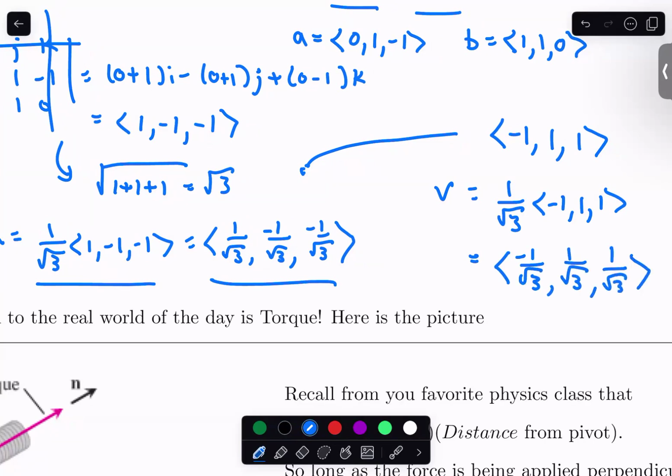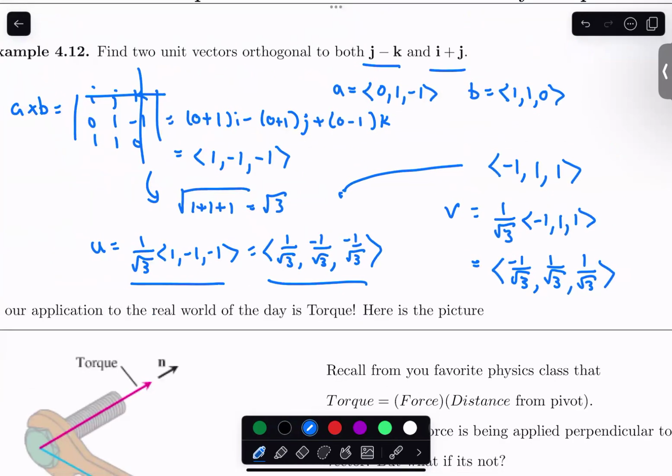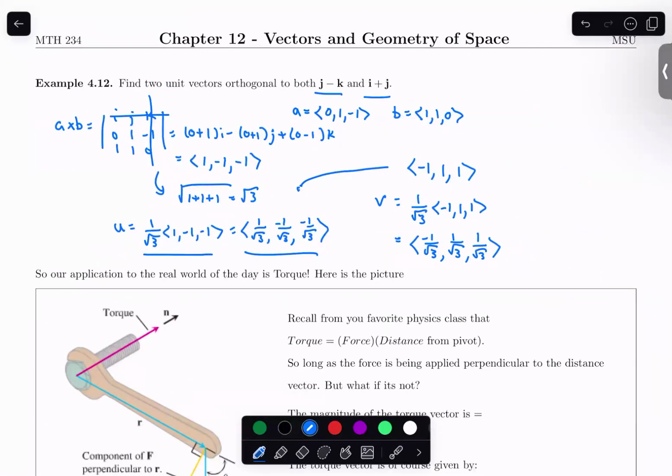So these right here are two different unit vectors, and they are both perpendicular or orthogonal to our starting vectors. And again, you can take the dot product to verify that if you'd like. All right, any questions on this?